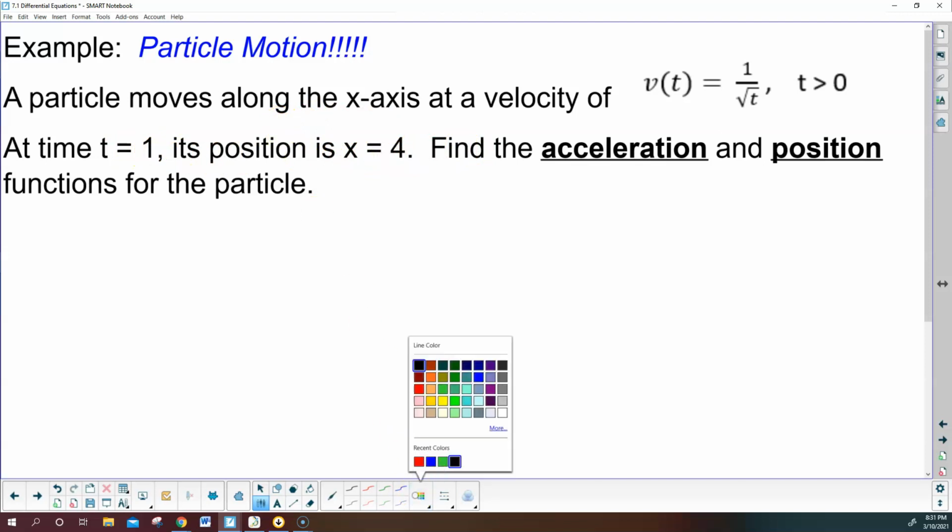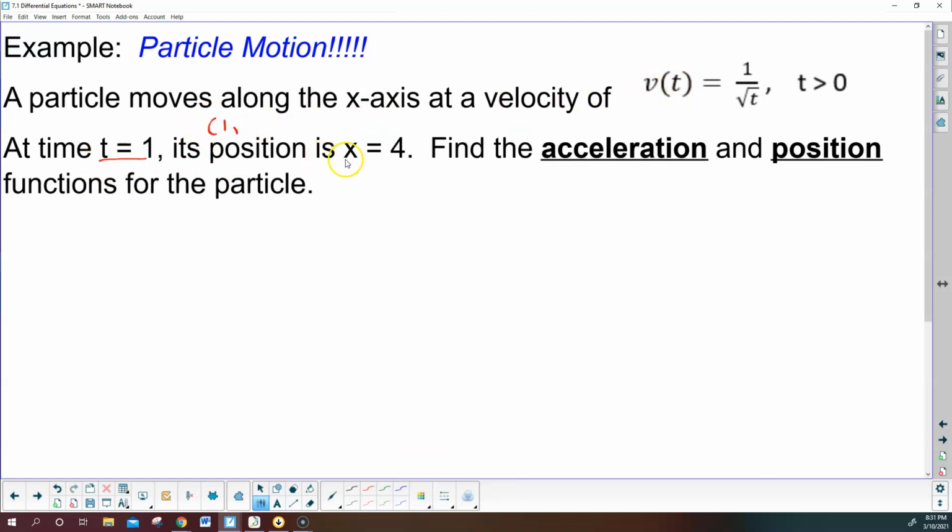So now that's an initial condition, right? You got to think of this. T is the independent variable, so that's going to come first. And then x is the position, so that's going to come last. That's your output. Don't get confused by x being the independent variable. In this case, it's time. So now it says find the acceleration and the position for this function.